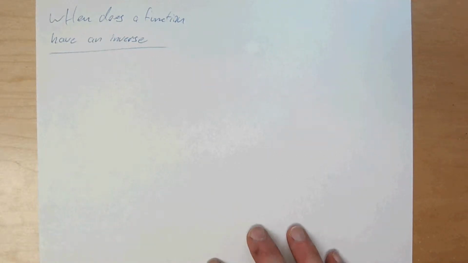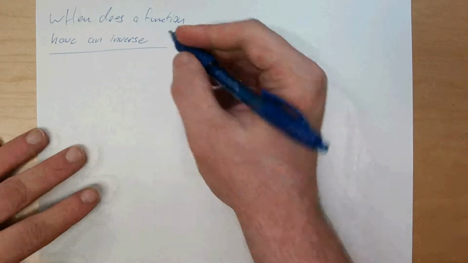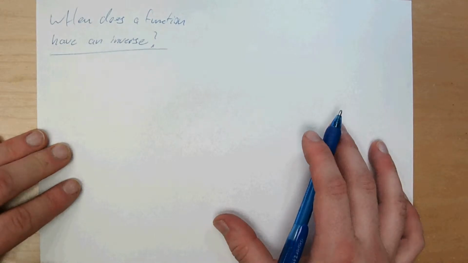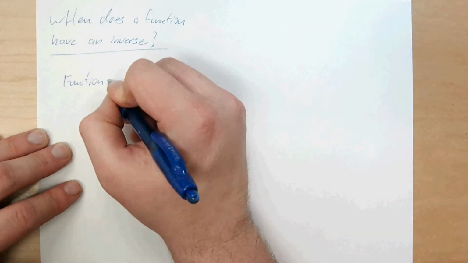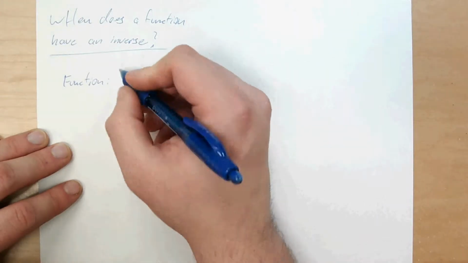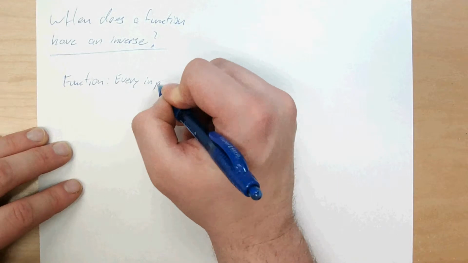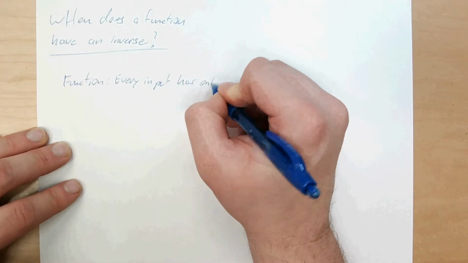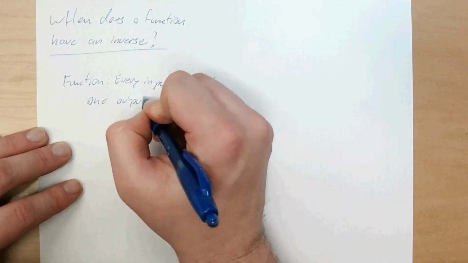Alright, we have one last topic to talk about. That is, when does a function have an inverse? Remember that a function is a set of inputs with the rule that every input has only one output.